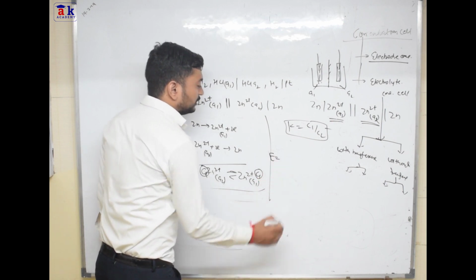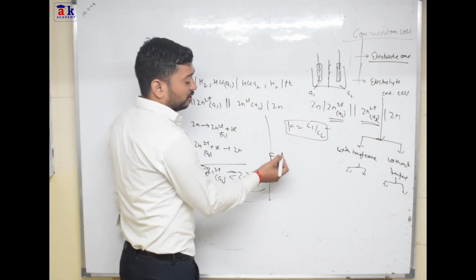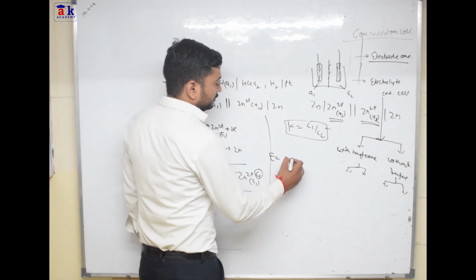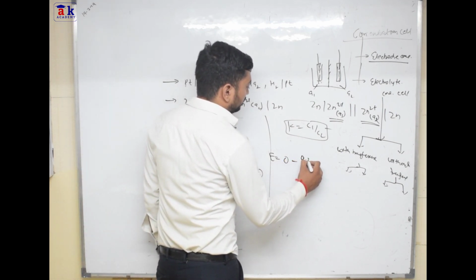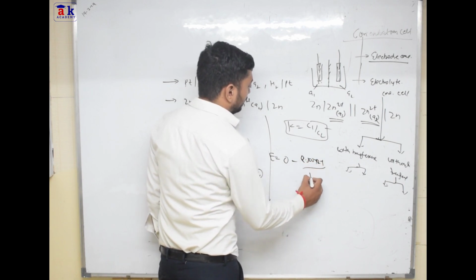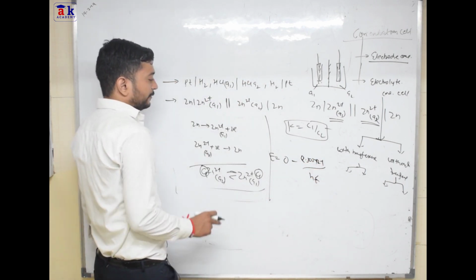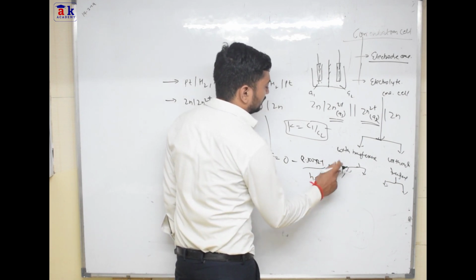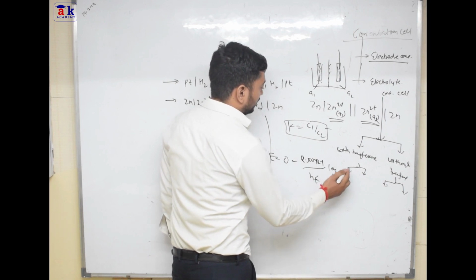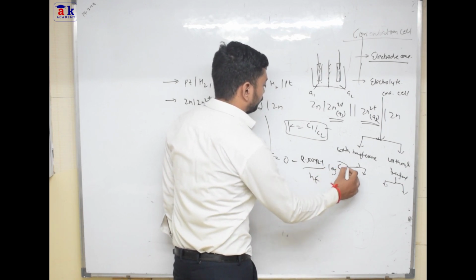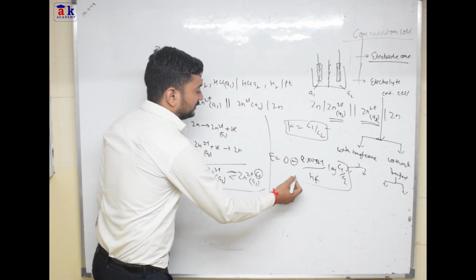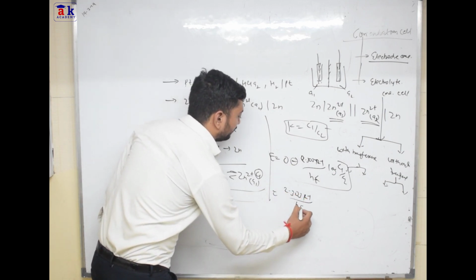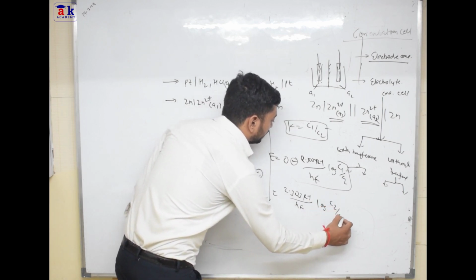If I try to find out the E, E will become E naught, and E naught is basically 0. In any concentration cell, E naught is 0. So 0 minus 2.303 RT upon NF, and I can take 2 over here, NF, here we will have log K, that is C1 upon C2. And here we have a minus sign, so this can become 2.303 RT upon NF log of C2 divided by C1.